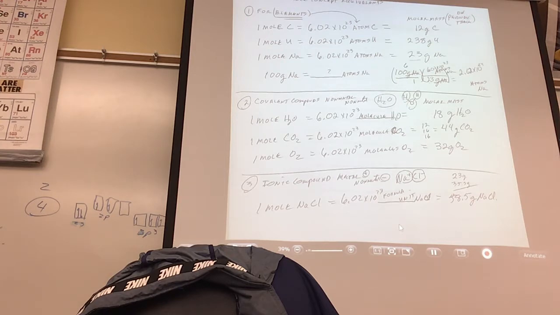So how much would a mole of carbon atoms weigh? 12 grams. What's the molar mass for carbon? Yeah, would it be 12 grams? It is, because the molar mass is the mass of a mole of anything, right? In grams. Okay, everybody got that?